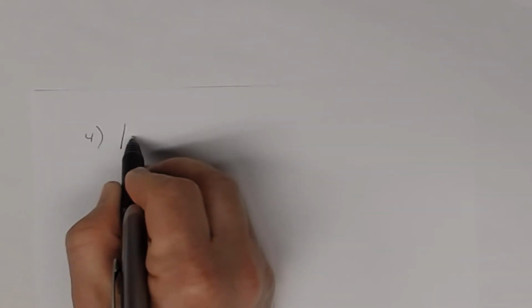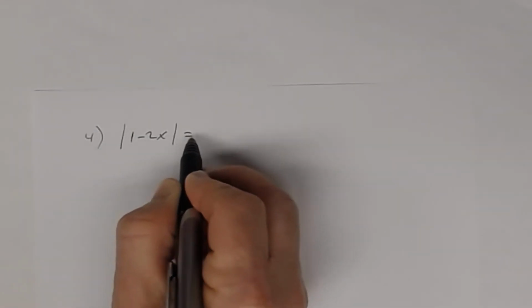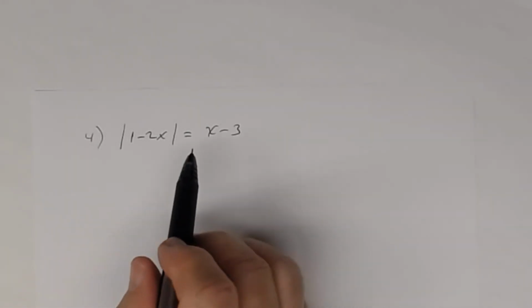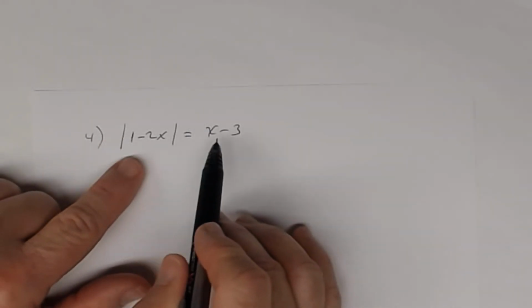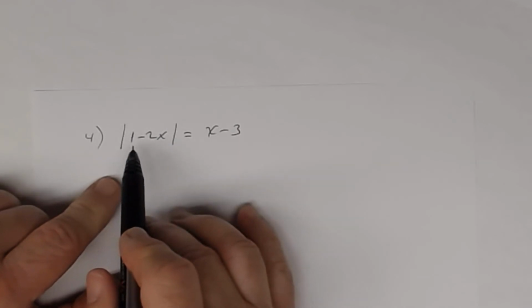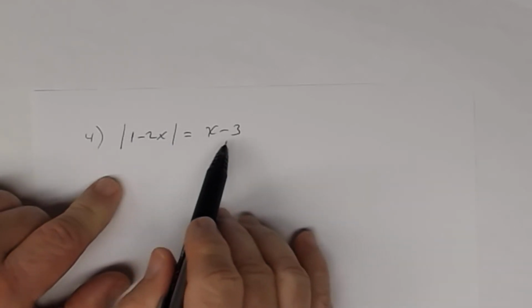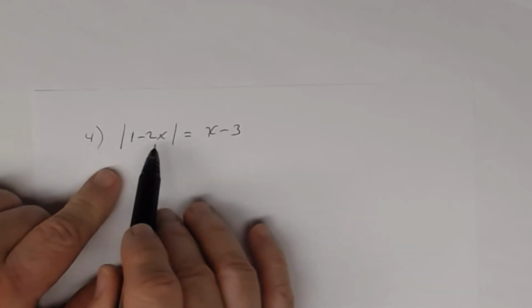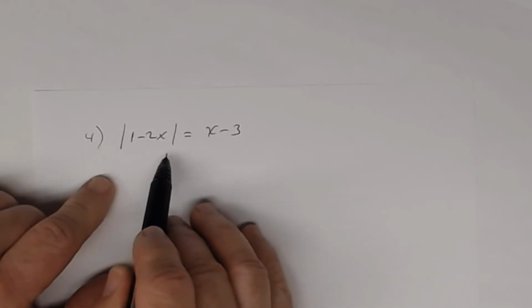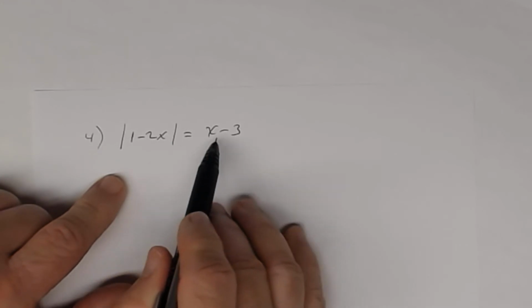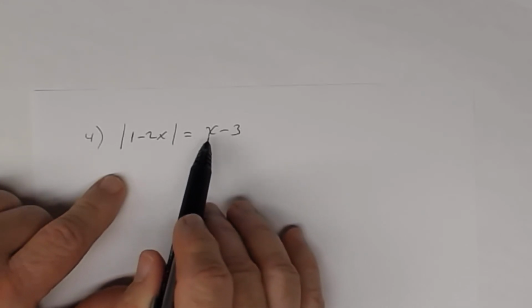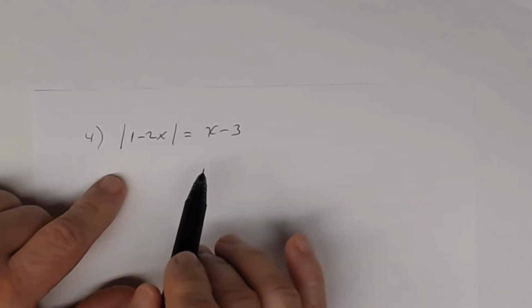All right, so let's look at this one. So we have the absolute value of 1 minus 2x is equal to x minus 3. So I have an absolute value equation, variables on both sides. One side has absolute value bars, the other one does not. So remember, whatever value I put in here, this absolute value is always going to be positive or 0. This side could be positive, 0 or negative. So I got to be careful when this is negative.